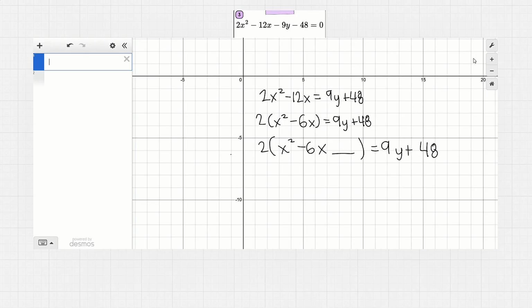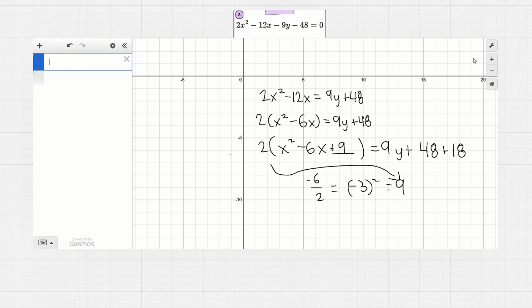Now, we start completing the square. We're going to take the coefficient of the middle term divided by 2. Negative 6 divided by 2 is negative 3. And after doing that, we're going to square that, or multiply it by itself. We get positive 9. We still have the 2 outside, so we're going to multiply 2 times 9.